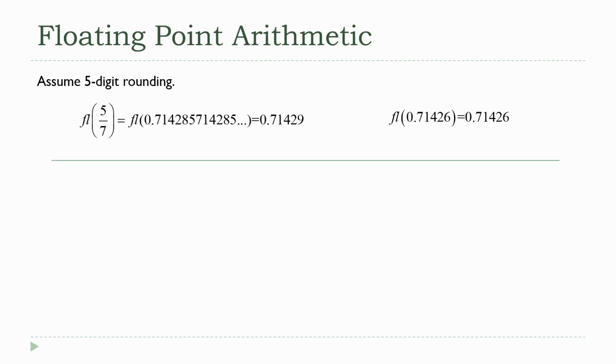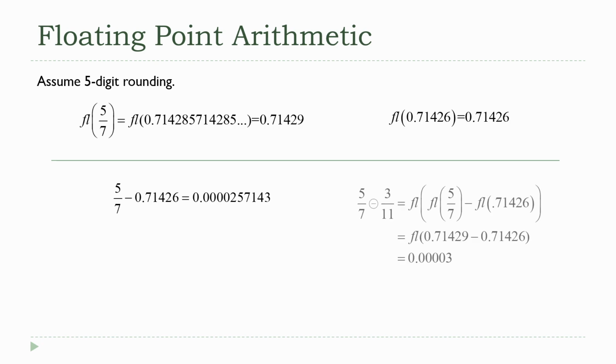So I want to do the same calculation. I want to look at their difference. And so the nominally exact value is this, 0.0000257143, and so on. And our floating point version is this thing. That's what, 3 times 10 to the negative 5th? Okay, so let's look at our errors and see what happens.